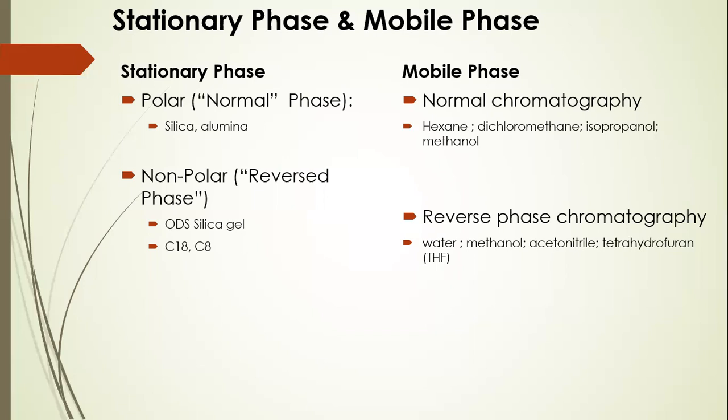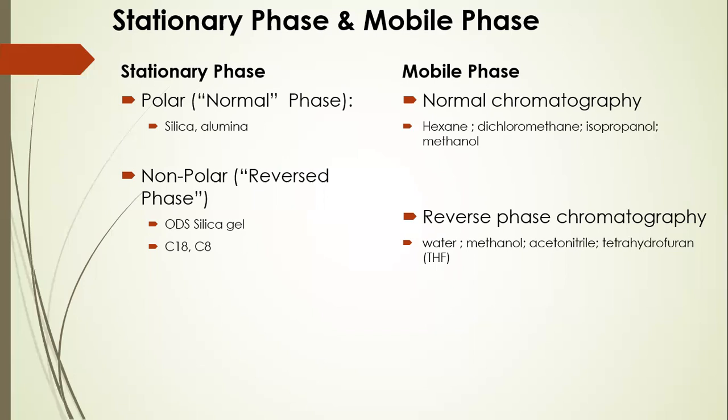Mobile phase in normal chromatography is generally the reverse of the stationary phase. If the stationary phase is polar, then we generally use a non-polar mobile phase in normal phase chromatography. For example, hexane, dichloromethane, isopropanol, methanol.